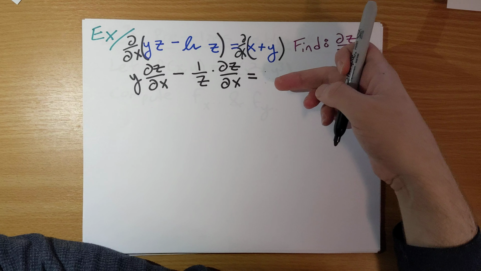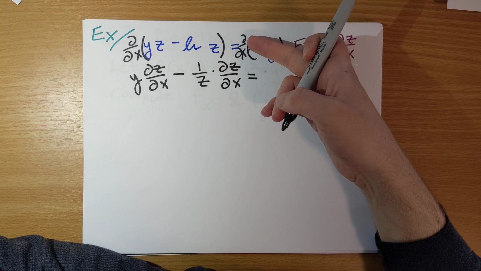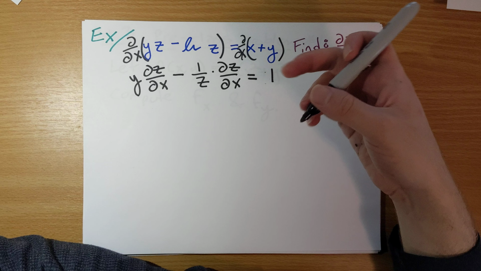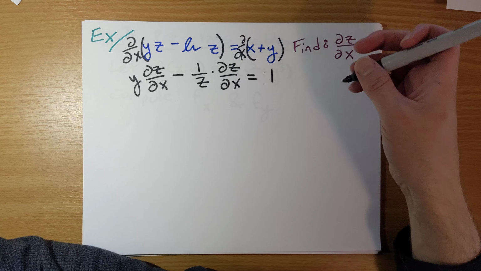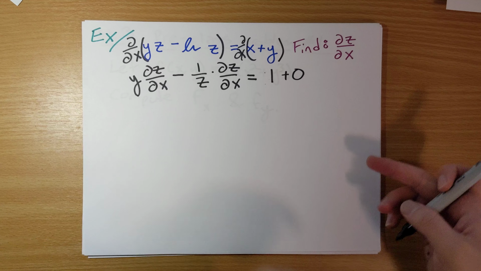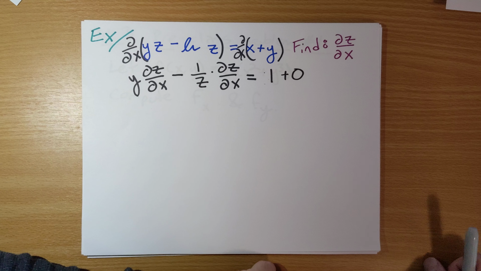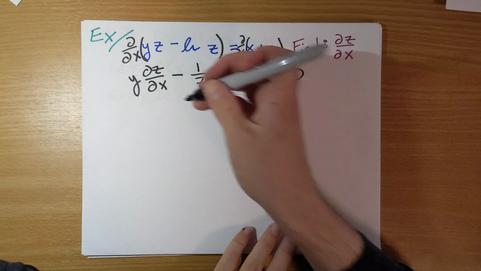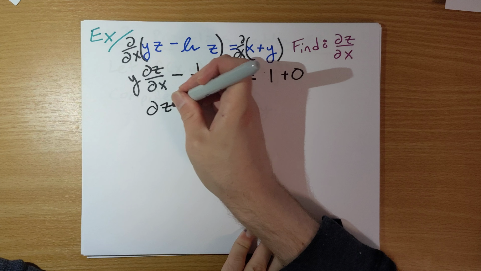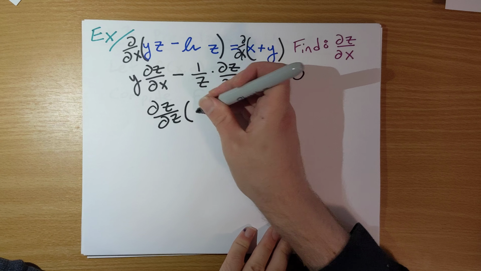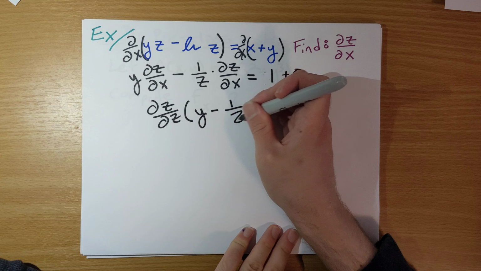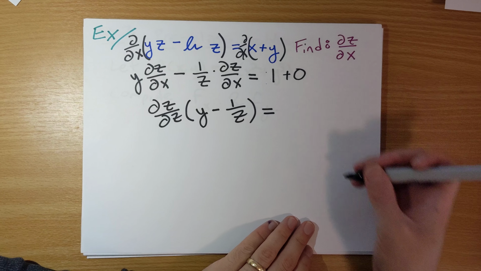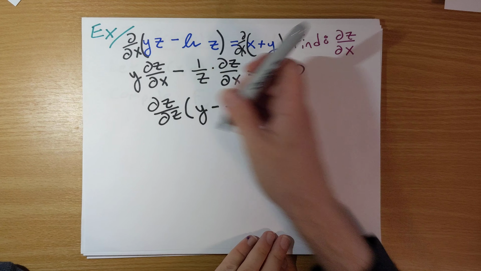On the right side of the equation, the partial derivative with respect to x of x is just 1, and the partial derivative with respect to x of y is 0. So this is the equation that we end up with. And then just as back in Calculus 1, we're going to factor out dz by dx times y minus 1 over z is equal to 1.